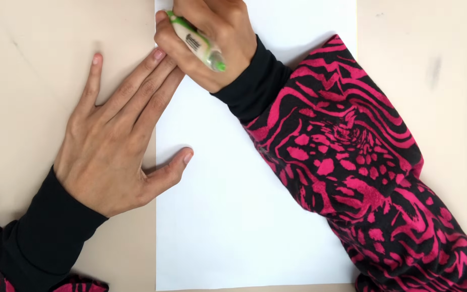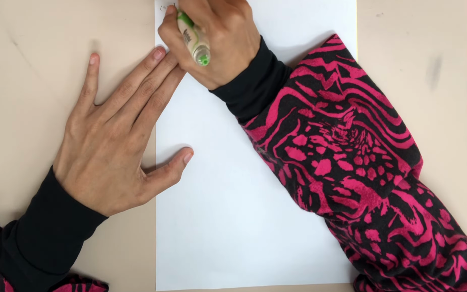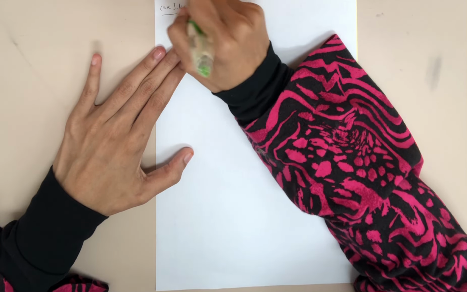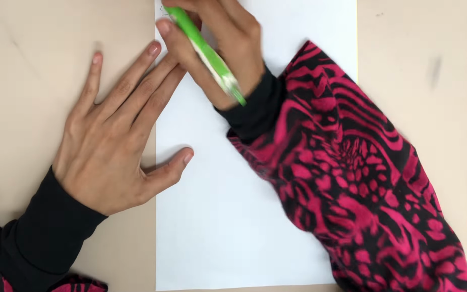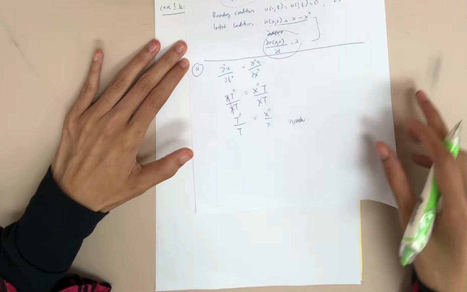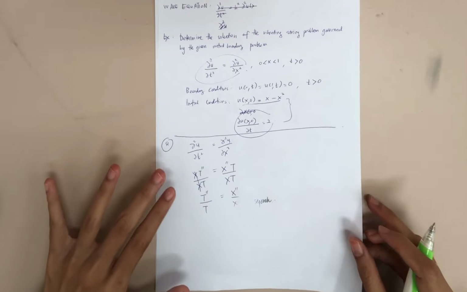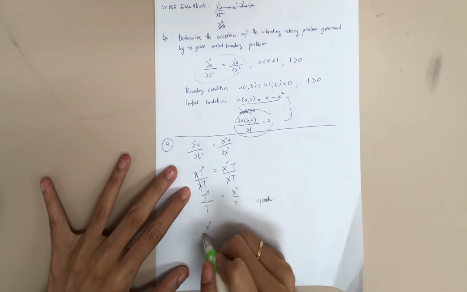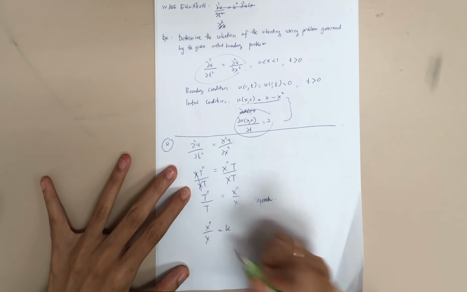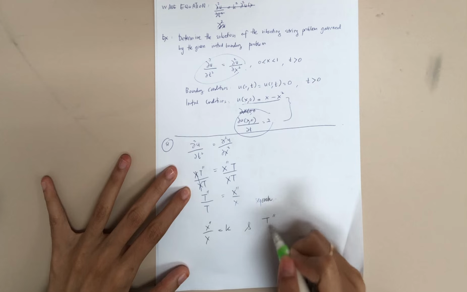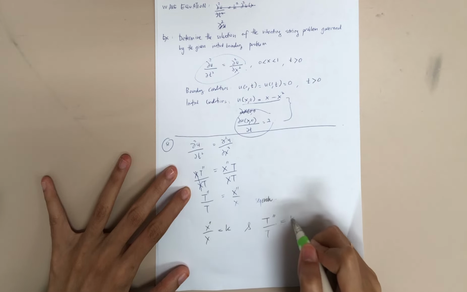To proceed with step number 2, we start with case 1, of course. We will start with case 1, where K is equal to lambda square. So the equation, continue here first. What's the equation here? The equation here is X double prime over X equal to K, and T double prime over T equal to K.